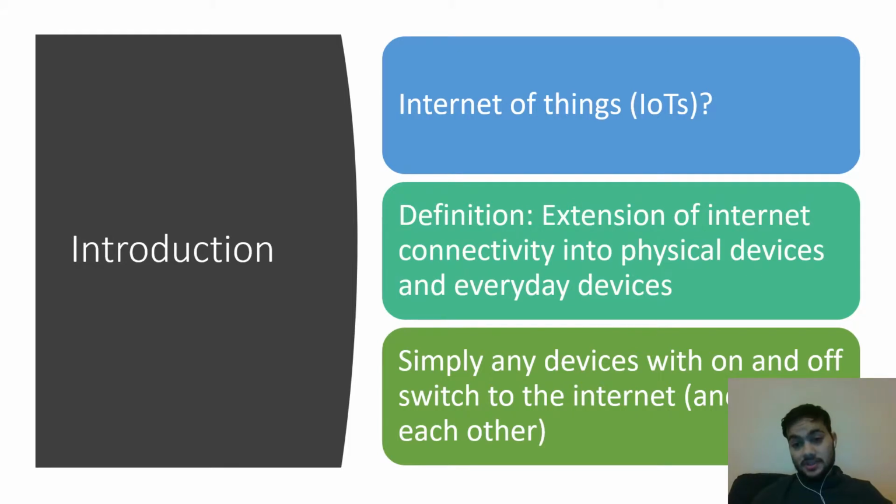So, what is Internet of Things? Internet of Things are those devices which are connected with each other and can also communicate with each other. Internet of Things can be defined as the extension of internet connectivity into physical devices and everyday devices. That means it can be our cell phone, computer, washing machine, the car and so on. Simply, Internet of Things are any devices with an on and off switch connected to the internet or to each other. That's the Internet of Things.